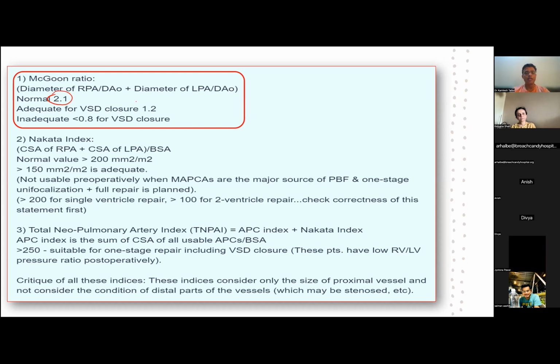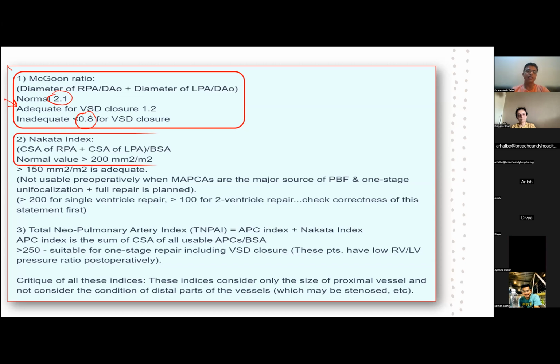If it is more than 1.2, it is adequate to close the VSD and give a total correction. But if it is less than 0.8, the surgeon should not close the VSD, because the branch PA is very small, and after closing the VSD, the branch PA and RV will not take the full load of total cardiac output, and that is why total correction will not be possible if it is less than 0.8.